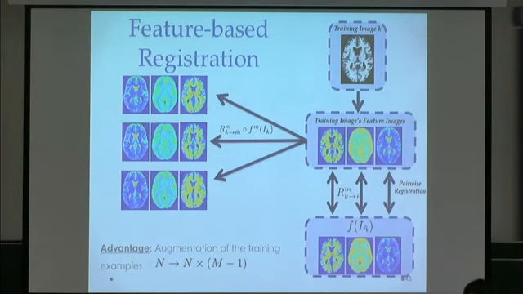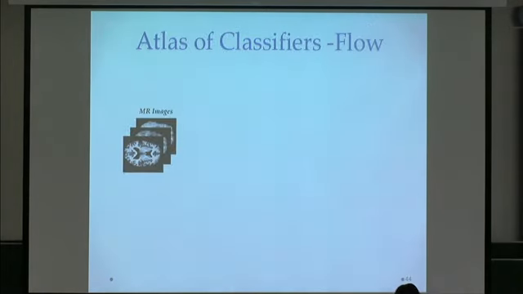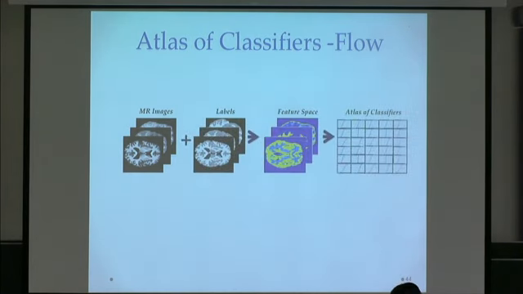So it turns out that with this kind of augmentation, we could use very, very small data sets. Even 4 or 5 images may be sufficient. So just to go over, we have some work during training. We get the images and the label. We extract the feature. We construct the atlas of classifier using the gradient descent approach.